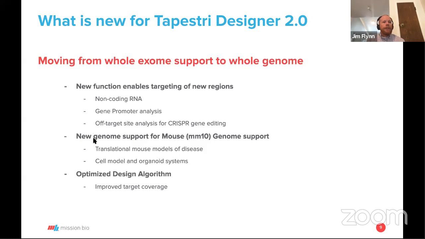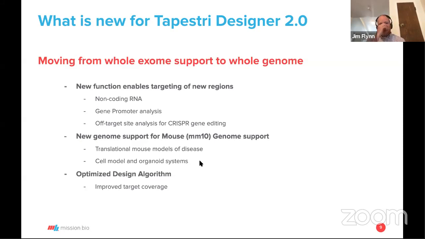And now also we have genome support for mouse. The coordinates that are supported now are MM10, which is the latest version of the mouse genome. This is important for translational models of disease, or if you're working in some sort of cell model or organoid system. This really enables more of a discovery mode where you can have your particular mouse system and model of disease, and then create a custom panel just suited around that particular mouse model. And I think in the coming weeks and months, you'll see a number of publications coming out which highlight the utility of this from some of our customers.